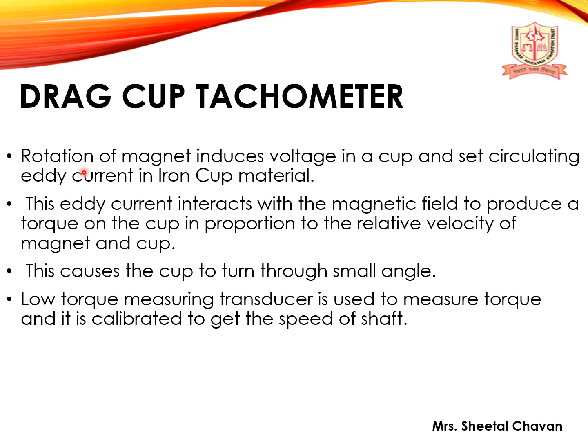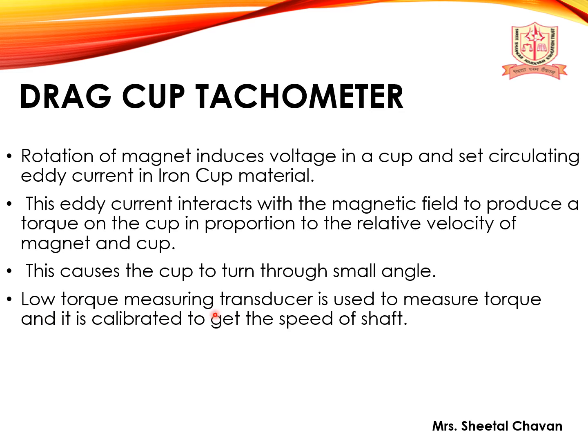Now let's see the working. Rotation of the magnet induces a voltage in the cup and sets up circulating eddy currents in the cup material. This eddy current interacts with the magnetic field to produce a torque on the cup in proportion to the relative velocity of the magnet and cup. This causes the cup to turn through a small angle.